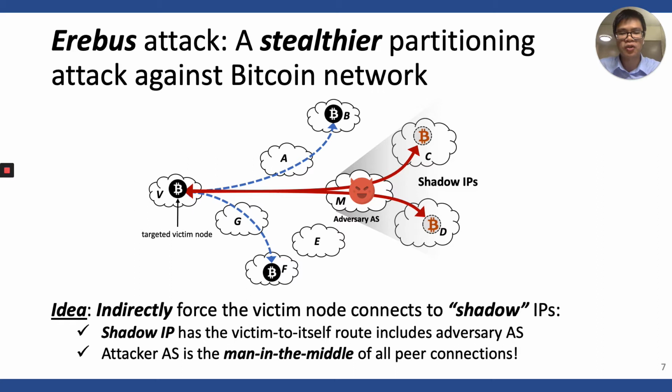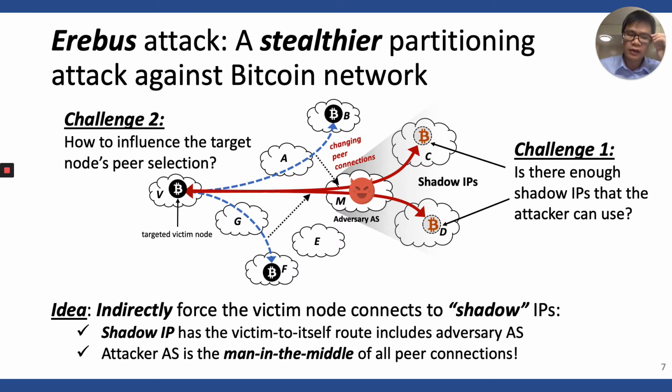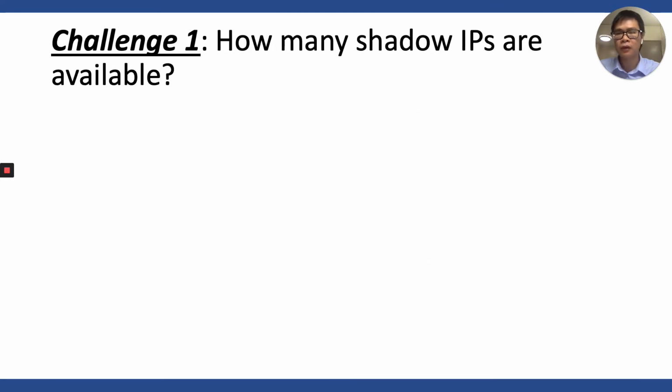However, it has two technical challenges. First, you may wonder whether there are enough shadow IPs that the attacker can use. The second challenge is how the attacker can influence the peer selection of the victim so that all connections of the victim are made to shadow IPs. In this talk, I will explain how we managed to address these two challenges and demonstrate that the Erebus attack is indeed feasible. For the first challenge, I will show you the abundance of shadow IPs with an example.